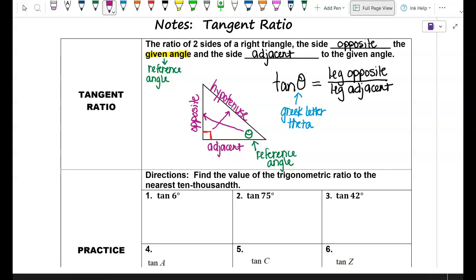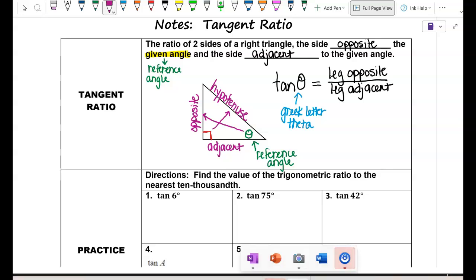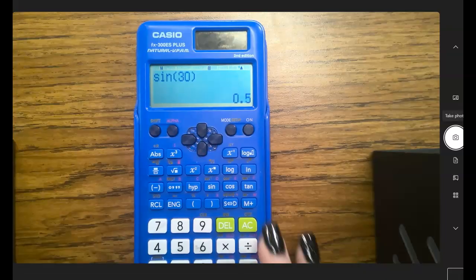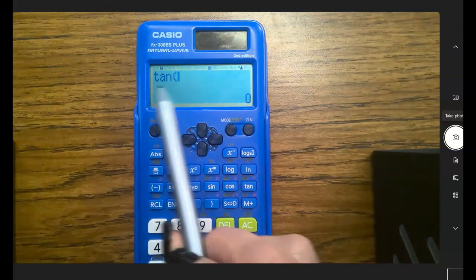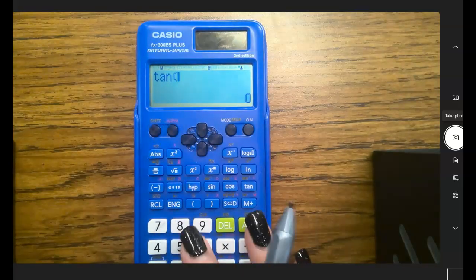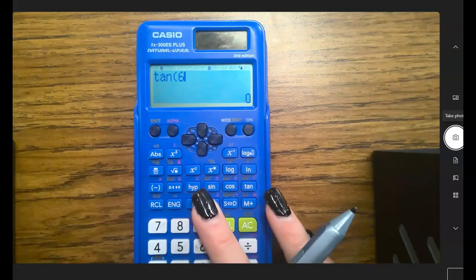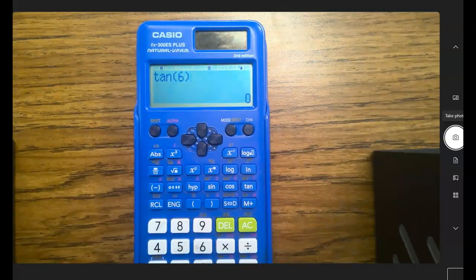So I'm going to go to my calculator and put that in. I'm going to clear it just so you can see. I'm going to look for my tangent key. I know I've hit the right key because it says tangent. And then I'm just going to type that 6 and finish my parentheses.